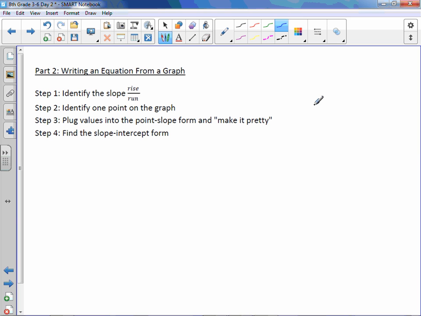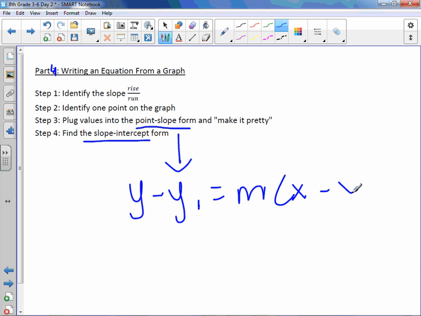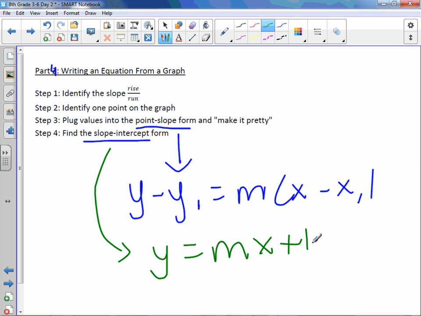Now writing an equation from a graph, and this should really say part 4. The first thing you're going to do is identify the slope, your rise over run. And then pick any point on the graph. Plug the values into the point-slope form and make it pretty. And then find the slope-intercept form. Remember, point-slope form is y minus y1 equals m times x minus x1. And the slope-intercept form is y equals mx plus b.